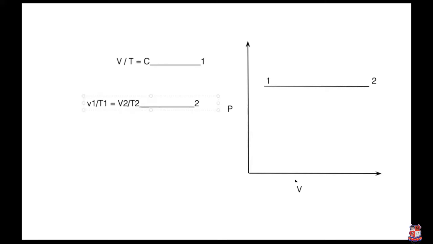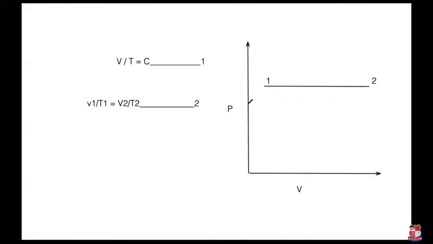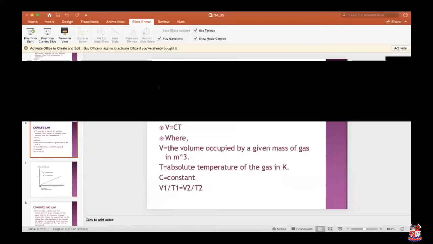Whatever you see on the whiteboard, it is the equation V1 by T1 is equal to V2 by T2. It is the Charles law. So Boyle's law and Charles law are there, and the third law is, so now I close this board, and now you can see the presentation here.